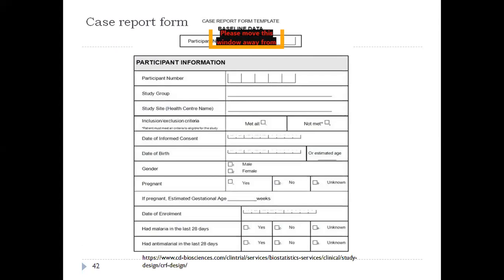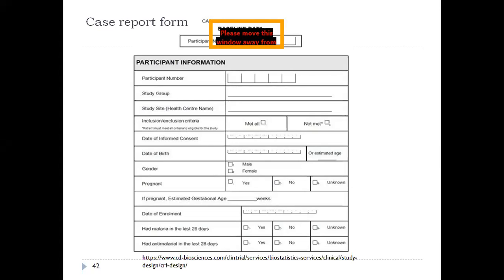Now, this is again an example of a case report form. This is usually used for clinical research. So this includes the participant number, what is the study group, then the study site where the data has been collected, whether the participant met the inclusion criteria or not, date of the informed consent, date of birth or estimated age of the individual. Now gender again. This is where I said you should not leave a blank for the person to fill in. You should give an option 1 or 2.